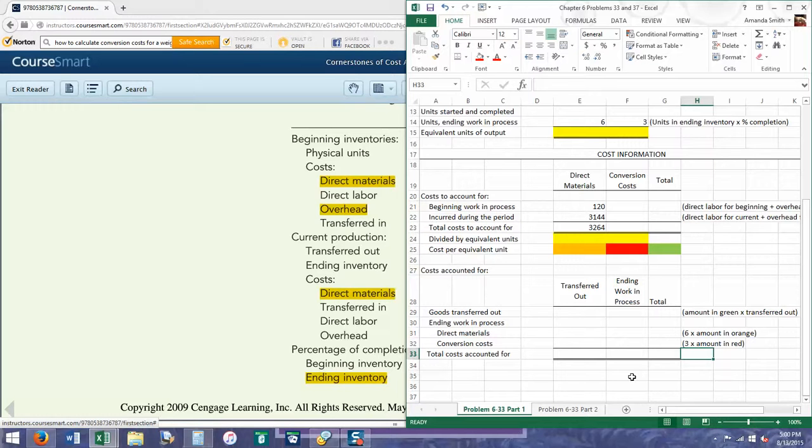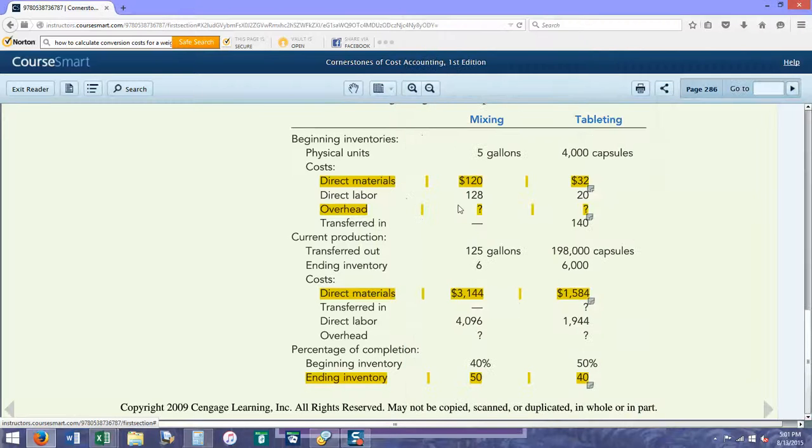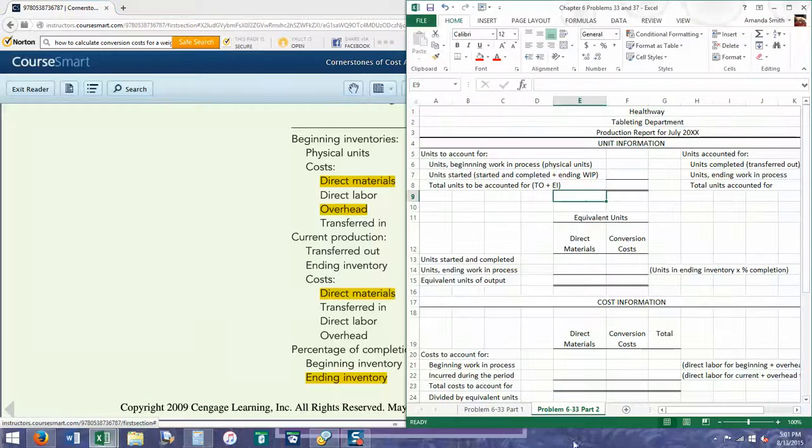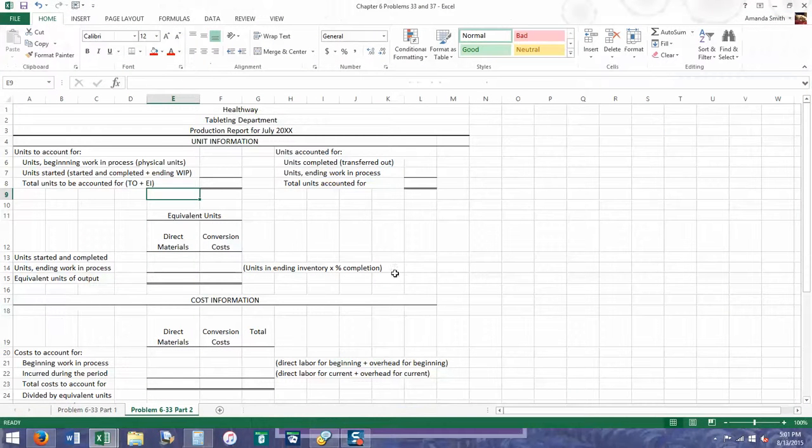In your book, a good example to see how to complete this is starting on page 257, and it goes all the way through 261. Again, you're going to complete part 2 the same way. Instead of looking at the mixing, you're going to be looking at the tableting department. If you have any questions on how to complete this problem, please let me know, and I hope you have a great day.